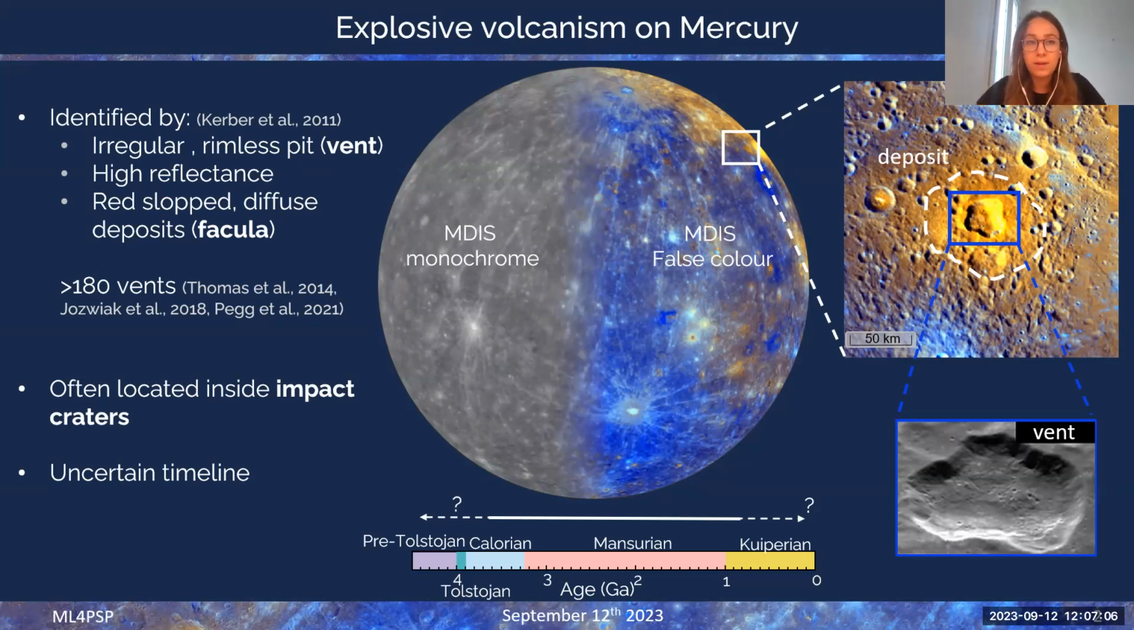Then surrounding this vent, we have the products of the eruption, which are pyroclastic deposits, so deposits of these pyroclasts. These are characterized by having high reflectance, a red spectral slope, and by being diffuse. We can see an example of one of these deposits at the top of the figure. These features have been found in more than 180 locations across the surface, and they are often located inside impact craters. And although they have been previously studied, there are still many unknowns.